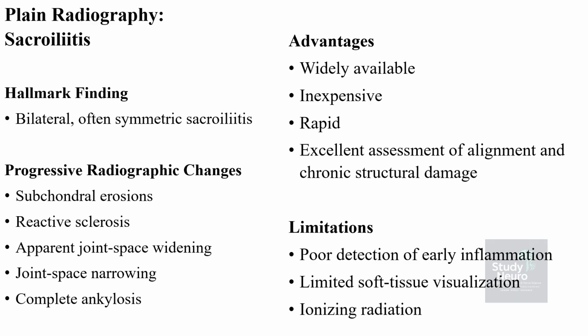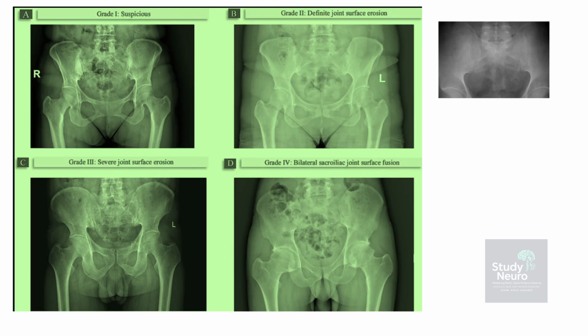Plain radiography is commonly used to assess the sacroiliac joints in ankylosing spondylitis. The classic finding is bilateral sacroiliitis, which is often relatively symmetrical. As the disease progresses, inflammation causes changes beneath the joint surface, followed by erosion and reactive sclerosis. The joint space may initially appear widened, then gradually becomes narrower, and in advanced disease, the joint can become completely fused. The changes become more obvious over time.